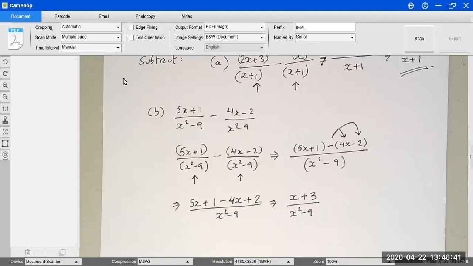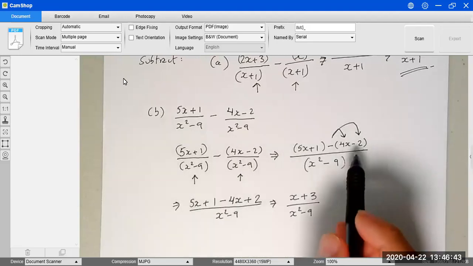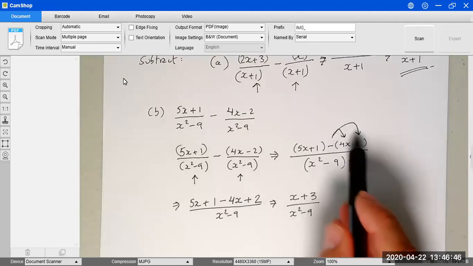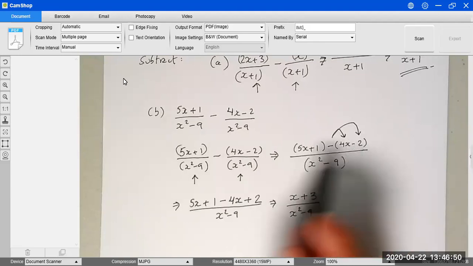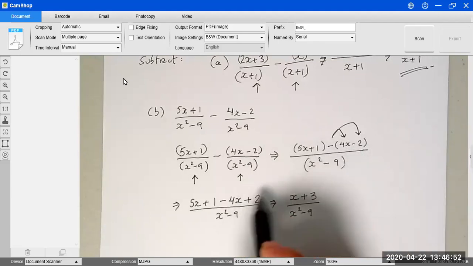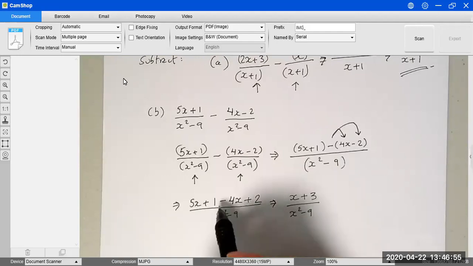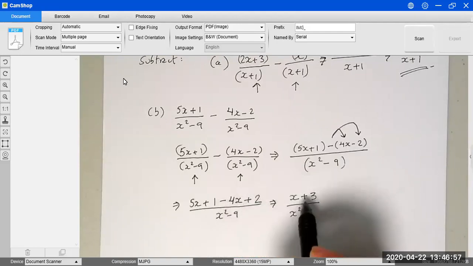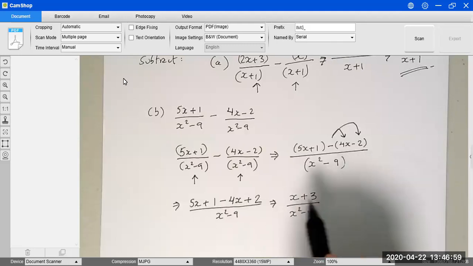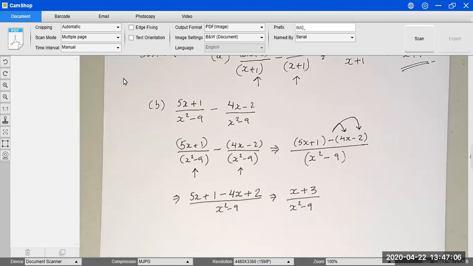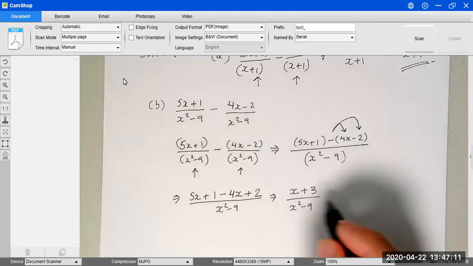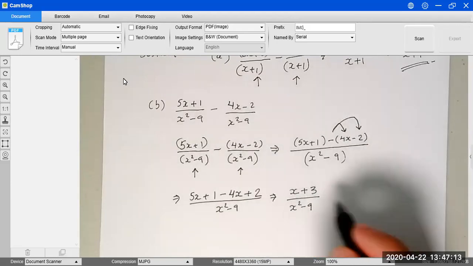We need to simplify. But it's important to know that if you don't do this process, applying the distributive property, and you just keep the same sign for 2 as negative 2, then you're going to have 1 minus 2, you're going to have negative 1 here, and then you don't do anything else, so you're going to get the wrong answer, because in the next step, when we simplify and remove factors, the answer is going to be different.